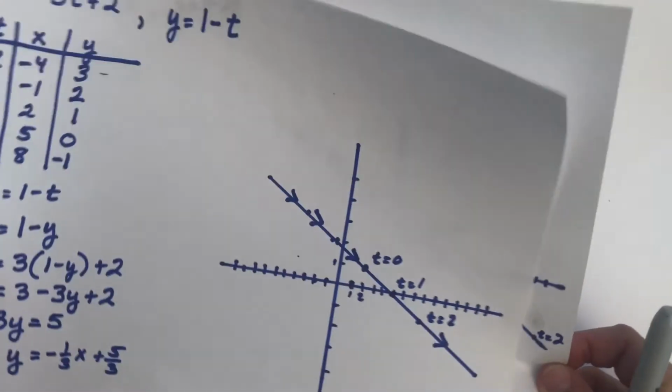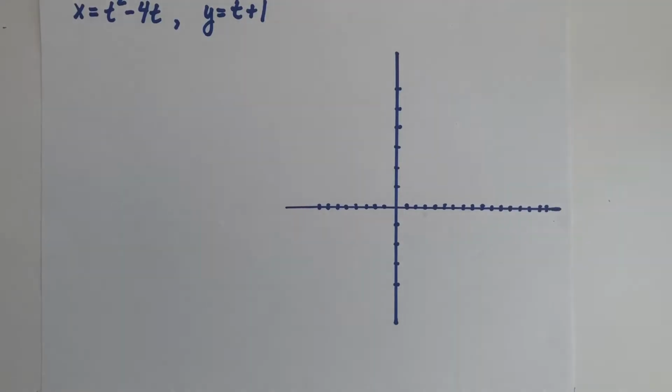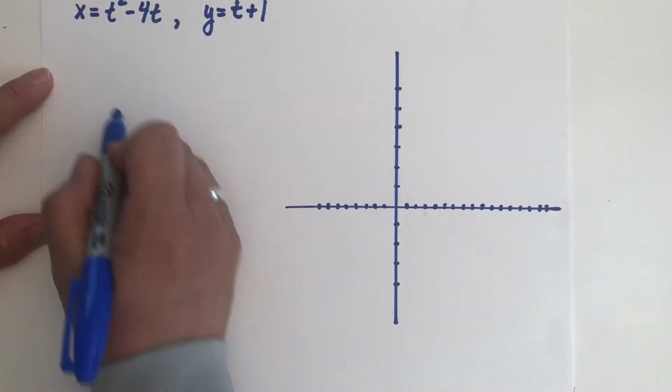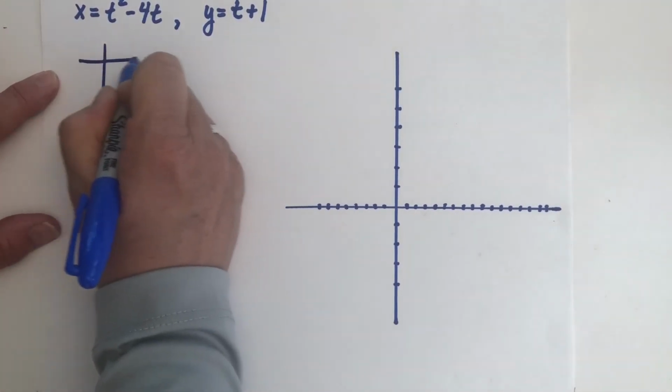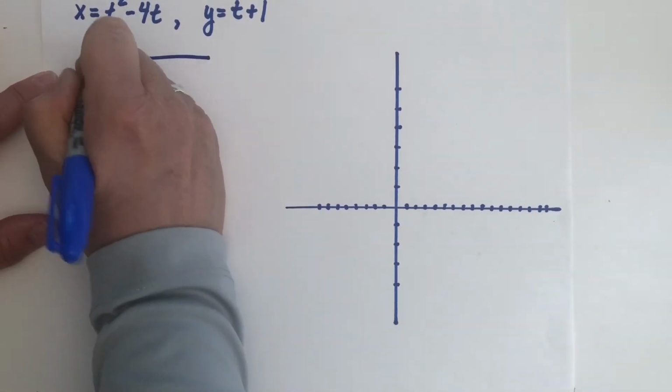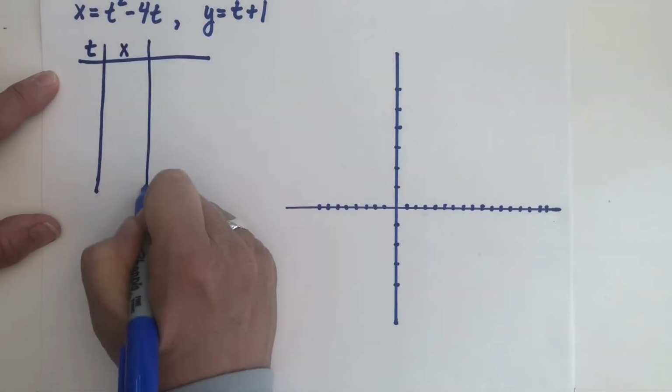Let's look at another pair of parametric equations. Let's use this one. So we have x equals t squared minus 4t and y equals t plus 1. Let's see what this gives us. We're going to plot some points. And we're going to put in values of t. And then we'll find our values of x and find our values for y.